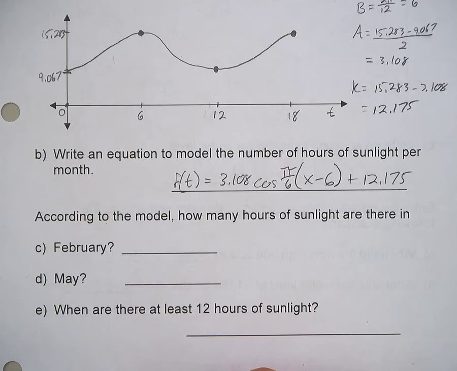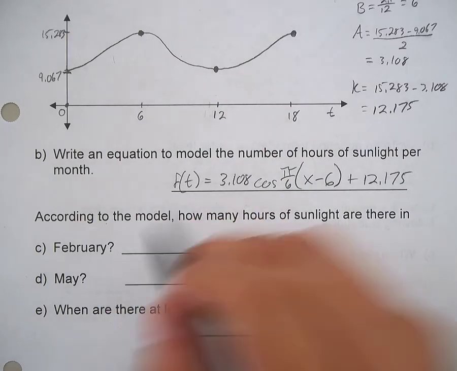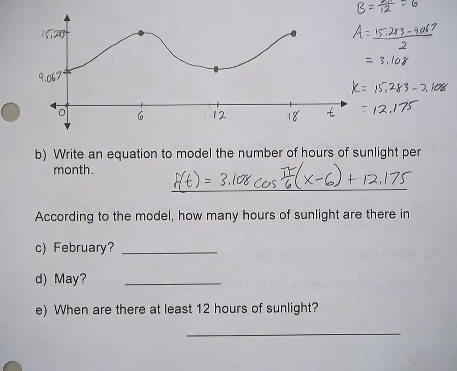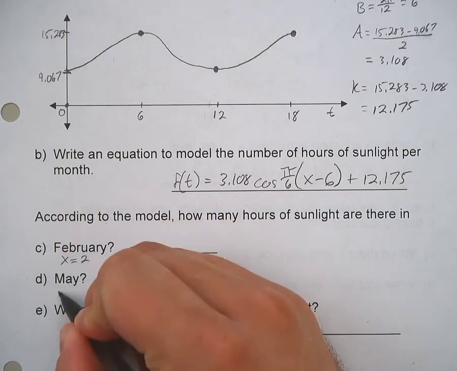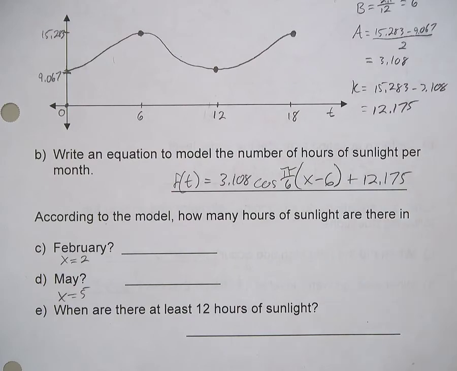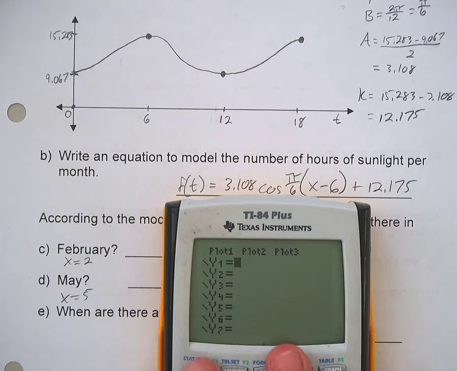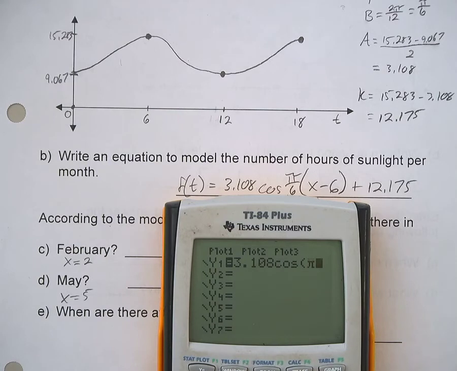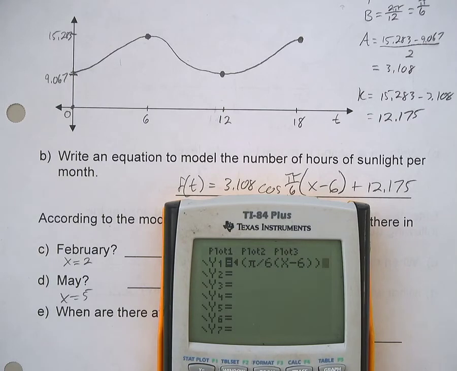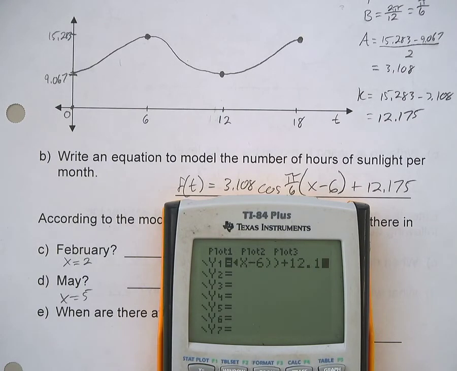According to the model, how many hours of sunlight are there in February and May? Okay, so it's asking how many hours of sunlight there are in February and May. This is giving me an x value, actually. If you think about this, February is going to be when x is 2. May is going to be when x is 5. So here's what I'm going to do. I'm going to grab my plotter and type in pi divided by 6, open parentheses, x minus 6, close parentheses, twice, plus 12.175.